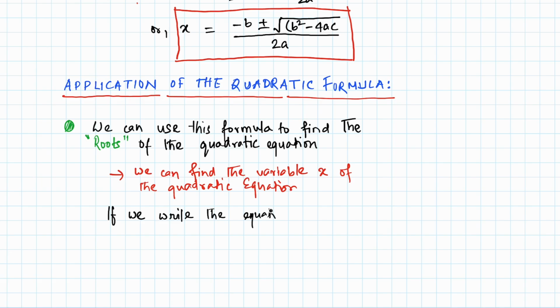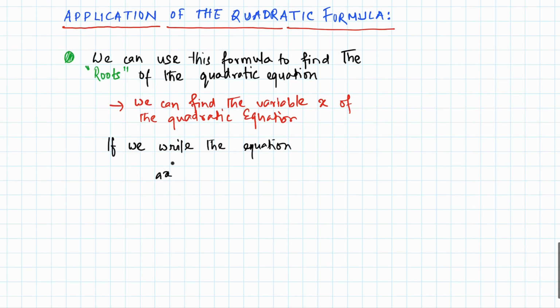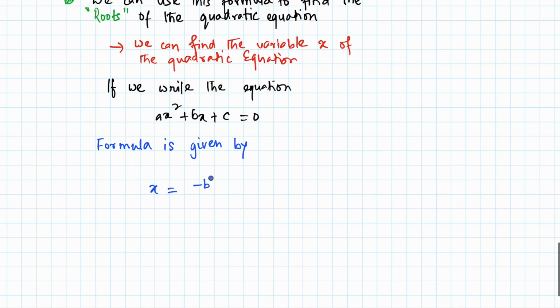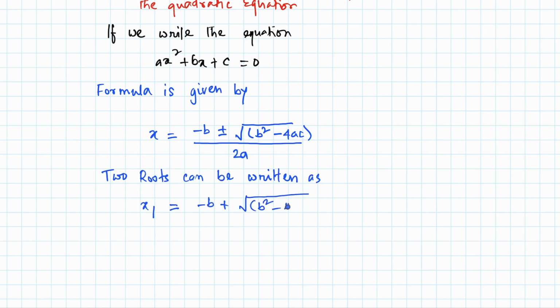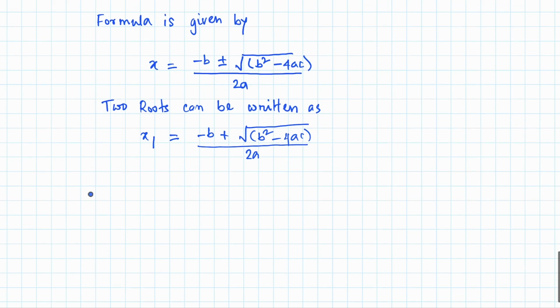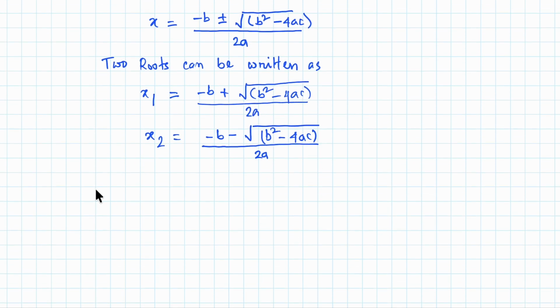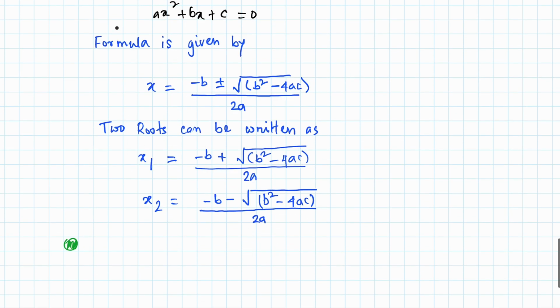Now if we write the equation as ax² + bx + c = 0, that is in the standard form, the formula is given by x equals (−b plus or minus root over of b² − 4ac) by 2a, and the two roots can be written as x1 equals (−b + root over of b² − 4ac) by 2a, and the second root becomes (−b − root over of b² − 4ac) by 2a. So we got the 2 roots. In the other cases also we got the 2 roots, as you have seen in the previous video.